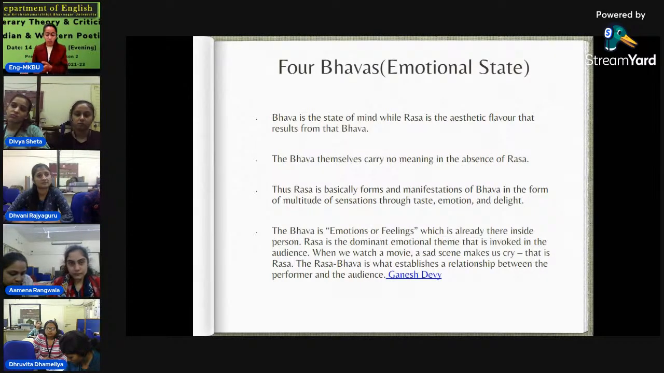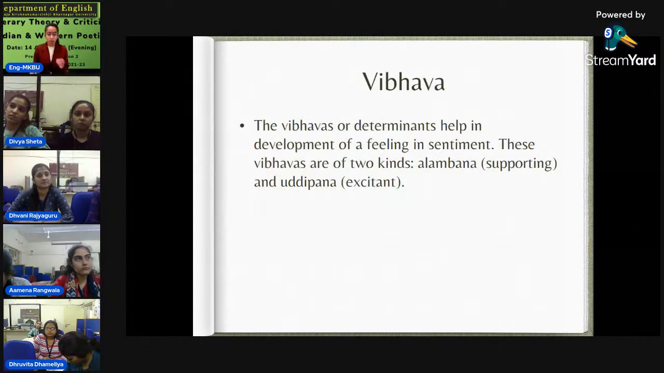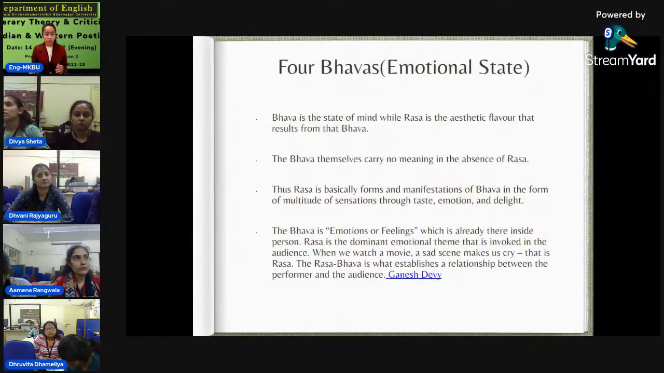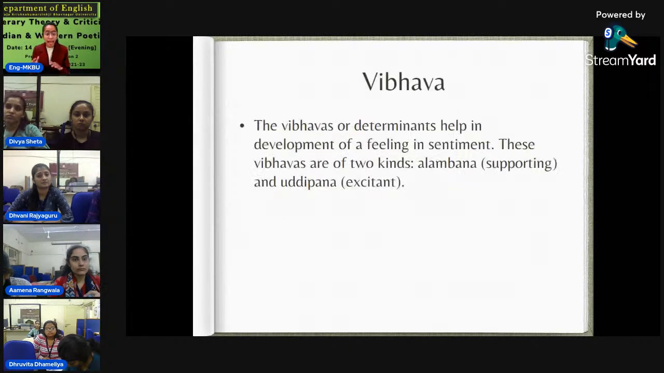So rasa and bhava, and there are four bhavs according to Bharata. First is vibhav, then anubhav, then sthayi bhav, and then vyabhichari bhav. Vibhav, or determinants, help in the development of feelings in the sentiment. There are two types of vibhav, alamban and uddipan. Alamban is the main action, and uddipan is the atmosphere that encourages the action.